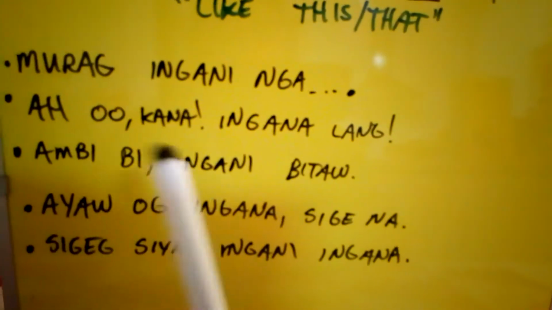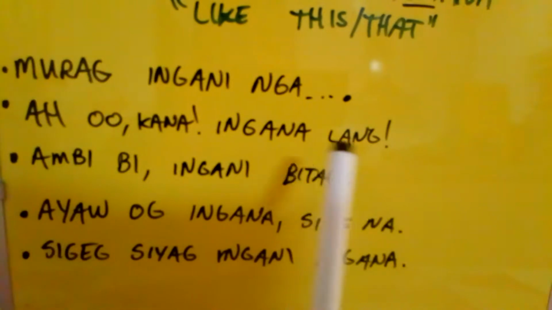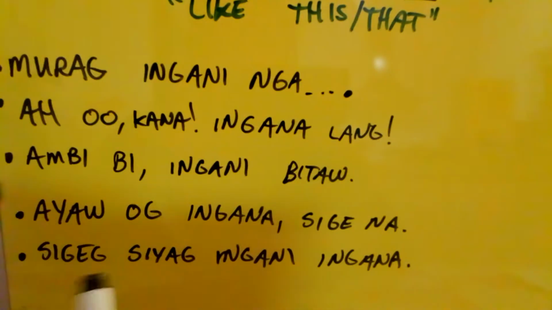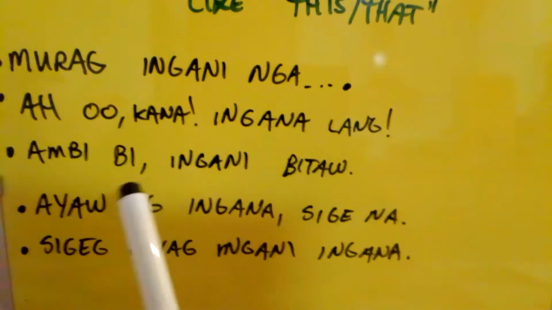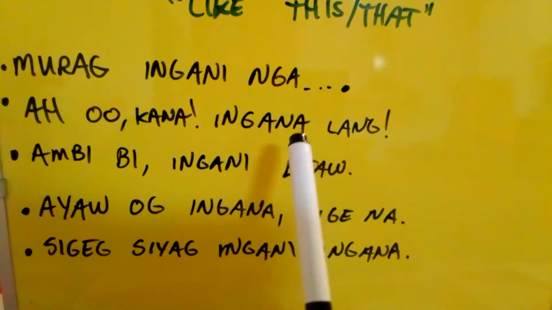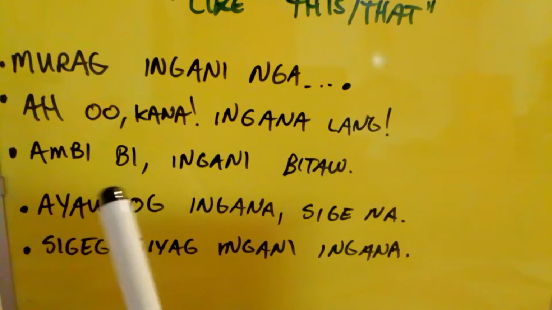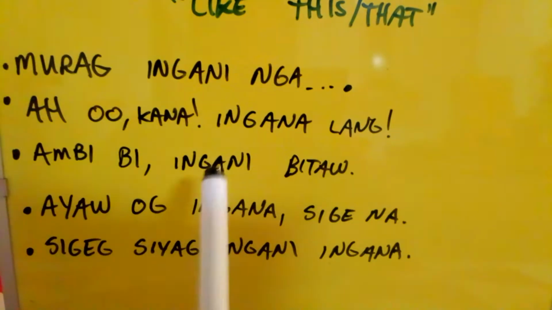Again, for this one, you can also shorten it. Oo, na. Ingana lang. See that na is the short form of kana. Why? Because the shortened form of ni ana is ana. So that's how you can distinguish it, okay? But that's very elementary. You should already know that by now.